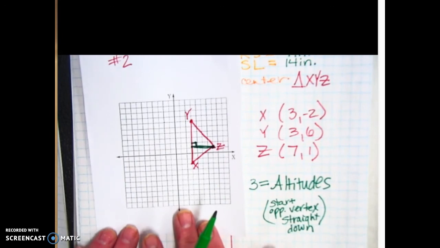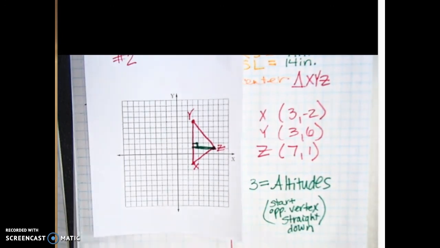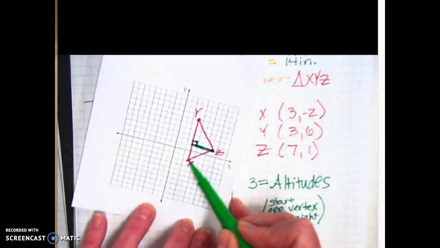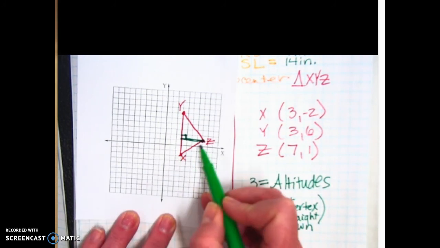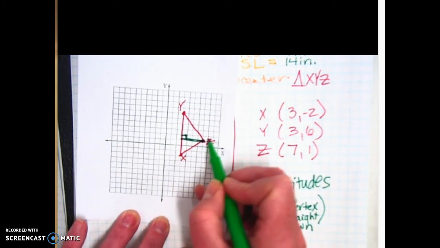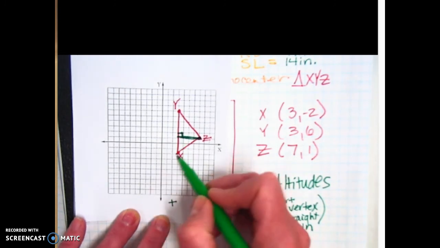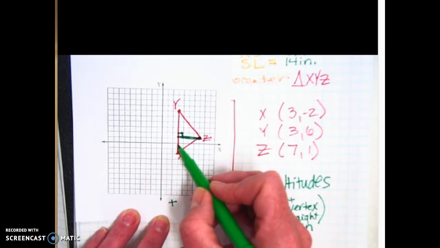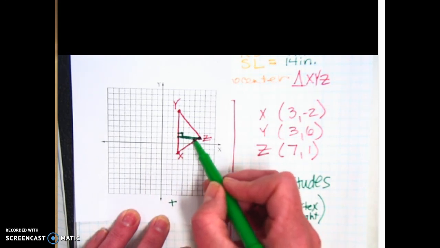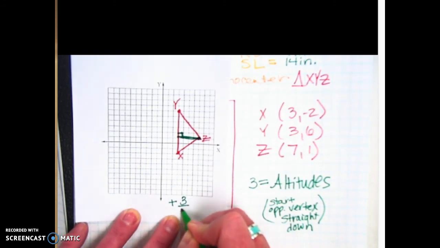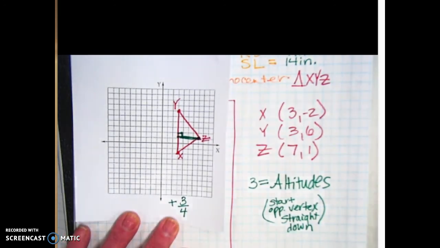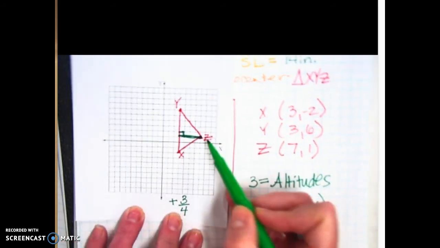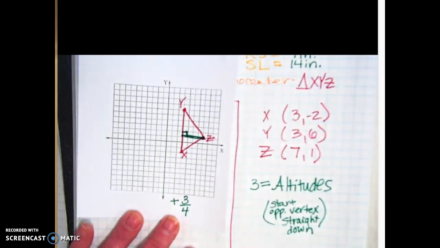Okay? The other 2 sides of this triangle are not straight. They're both slanted. So let's pick one of them. Let's pick side XZ. And from X to Z, we're going to count its slope. It's going up, so we know it's positive. And then we just count how much up and how much over. So 1, 2, 3 over 1, 2, 3, 4. So up 3 over 4. So we write down the slope of 3/4. If you count from X to Z, you should go up 3 over 4. So go ahead and count that on your graph.